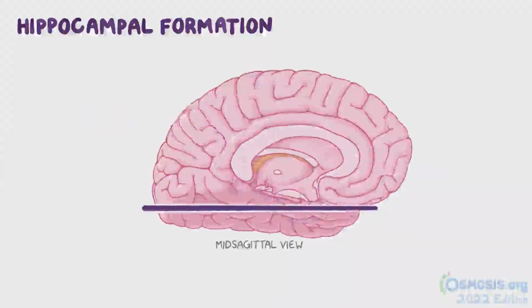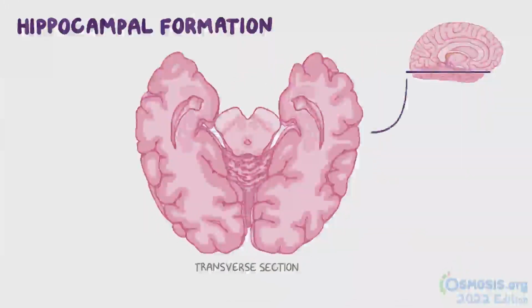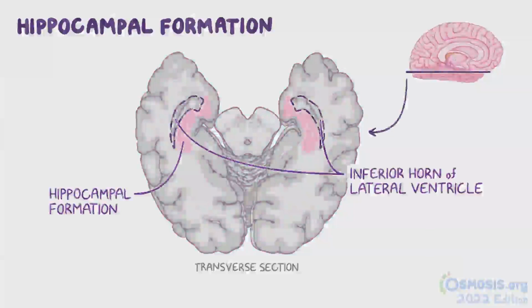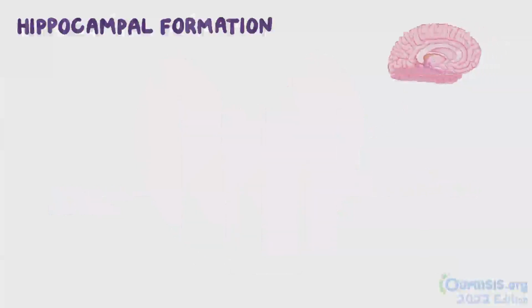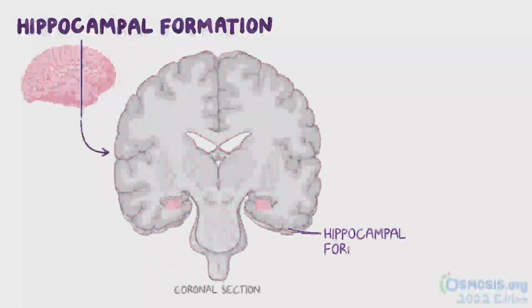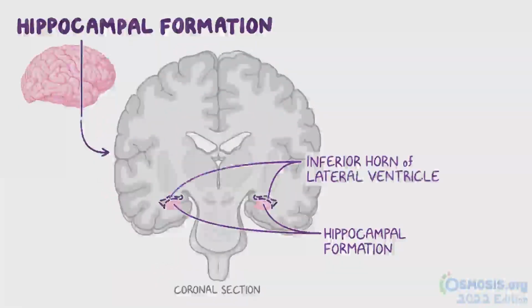On a transverse section of the temporal lobe, we can see the hippocampal formation forming the floor of the inferior horn of the lateral ventricle. But the best plane for the visualization of this structure is actually the coronal plane. Here, we can see the hippocampal formation located within the medial temporal lobe and swooping beneath the inferior horn of the lateral ventricle.